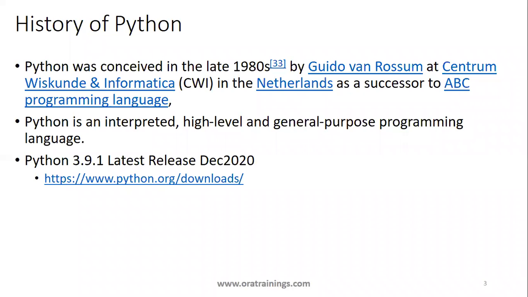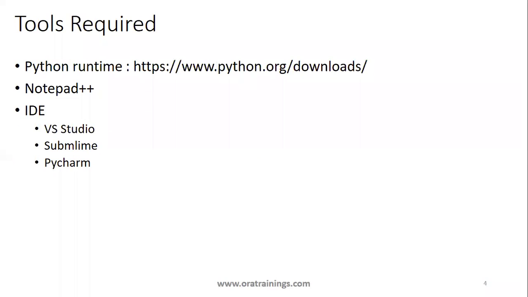The latest version of Python is 3.9.1, and you can find the latest version from this particular link, or you can download the appropriate Python runtime from the provided link. Okay, so this is a high-level introduction to Python, like who invented it and what kind of language it is, as well as where we can download the software. Let's see the next slide.